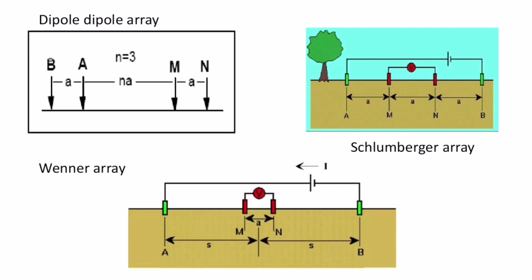So lastly, it is the Wenner array. The Wenner array is the most important array, and we have used the Wenner array in our experiment. This type of array will be explained further by the next presenter.